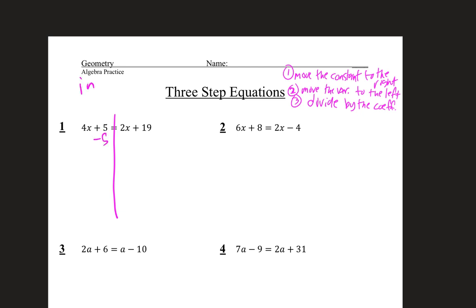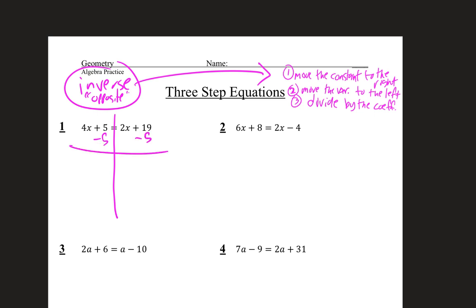We're going to do all this by doing the inverse operation, which means opposite. So the opposite of this positive 5 is negative 5. Some students will do the calculation right away, but I like to write it again before we do the calculation. Where am I going to write it? Underneath the 2x or underneath the positive 19? Since it's a constant, I'm going to write it underneath the positive 19. So we're going to say minus 5.